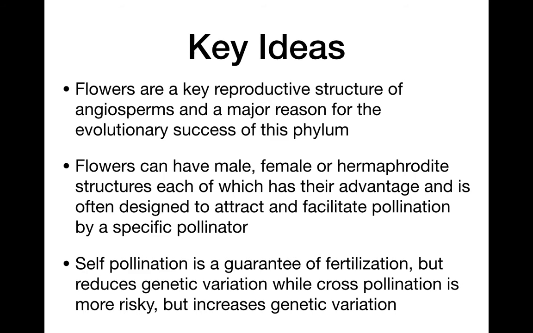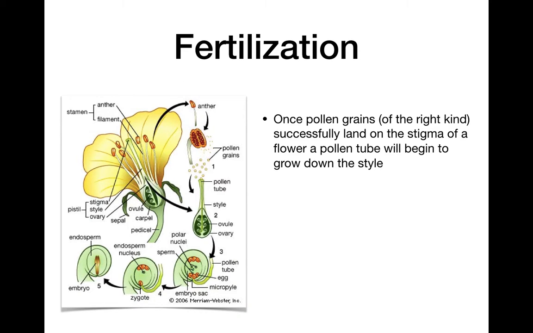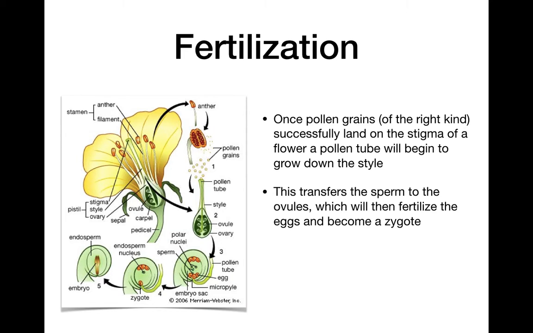Okay, we're going to move on now and talk about fertilization. So once pollen grains of the right kind, the right species, have landed on the stigma of a flower, what will happen is a pollen tube will grow down the style. So the pollen tube is kind of similar to a fallopian tube. It's a connection between the pollen and the ovules, the bottom. It's going to allow the sperm to transfer to the ovules and will then fertilize the ovules or the eggs, and they'll become a zygote, just like how it happens in humans.